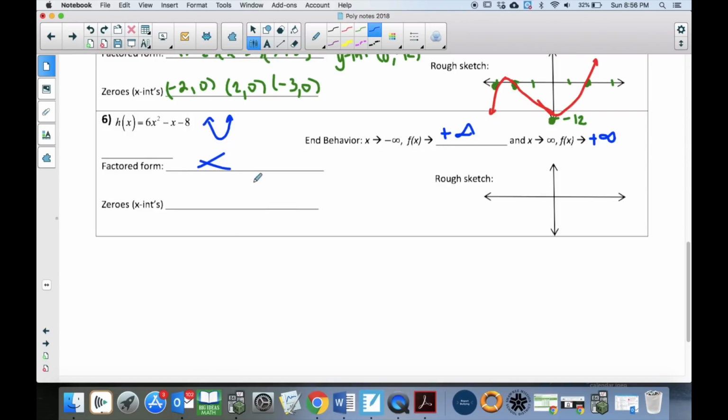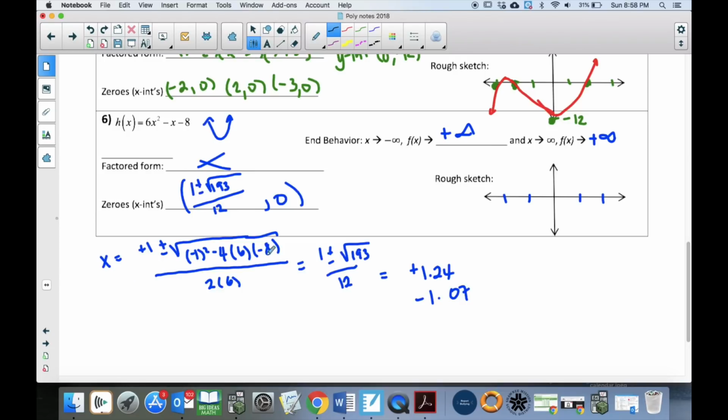Factored form, well, it doesn't factor, so we can't do that. But we can find the zeros. How do we find the zeros if we can't factor it? Well, the only way to do that is by the quadratic formula. Take a second now to pause the video, do the quadratic formula, and see what you come up with.